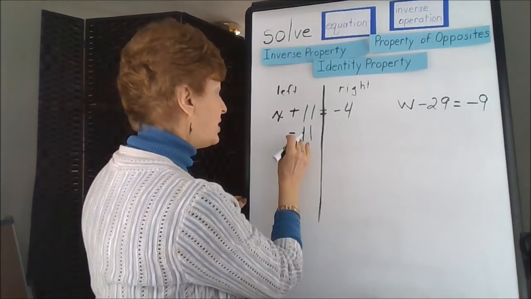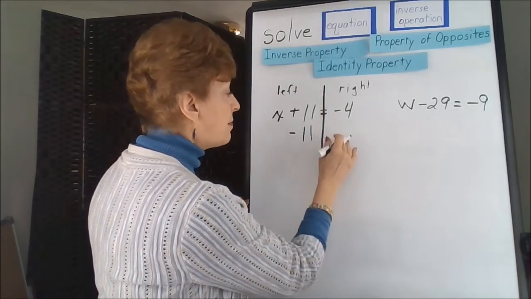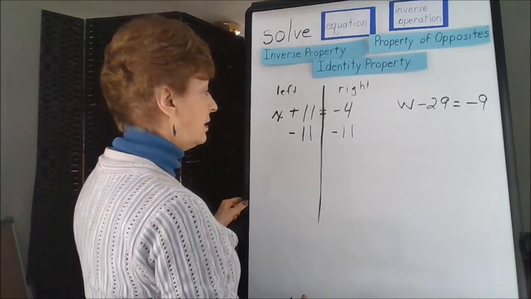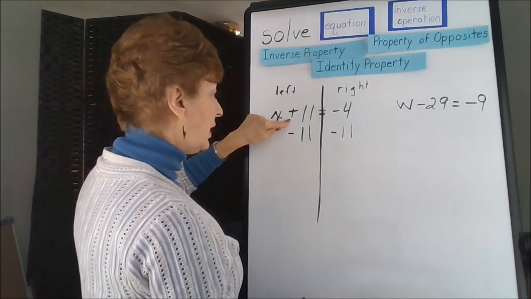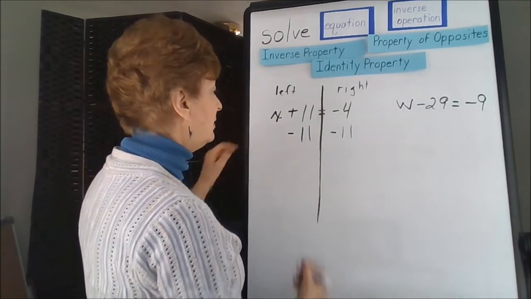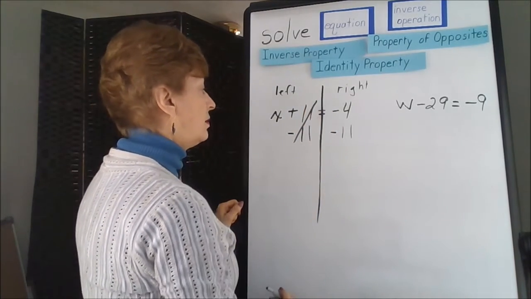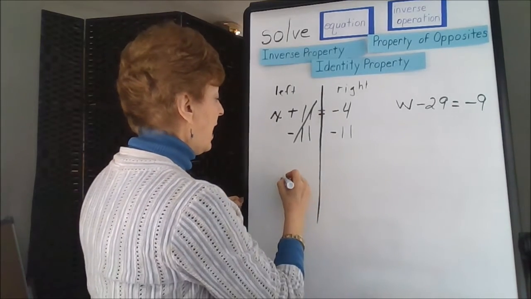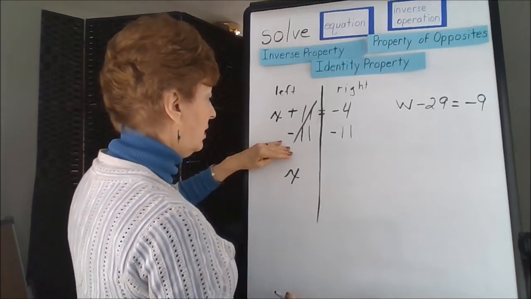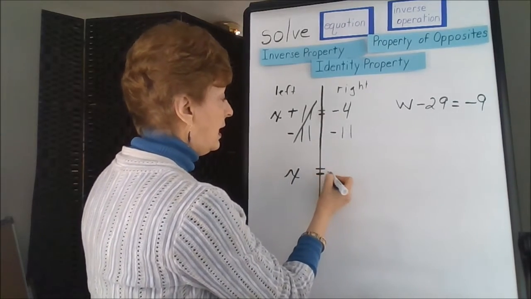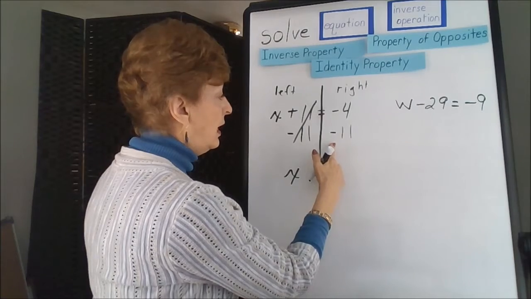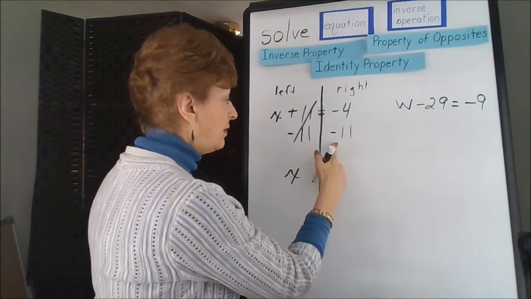But whatever I do to the left-hand side of the equation, I must also do the exact same thing over here to the right. Plus 11 minus 11 makes a 0 there. It cancels that out, and the x is now finally by itself equals the combination of these two terms. I have a -4 and a -11.